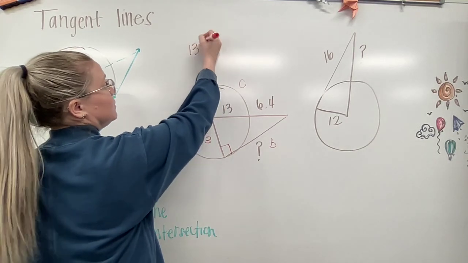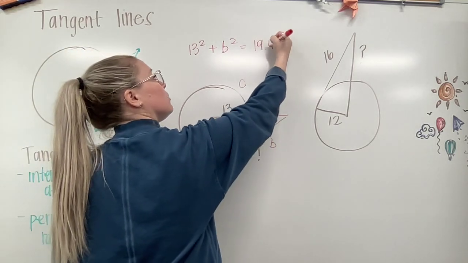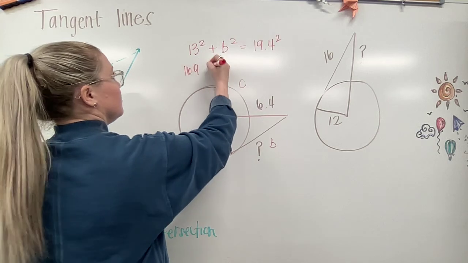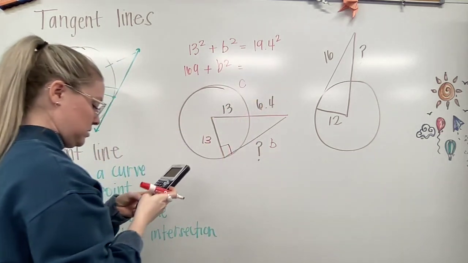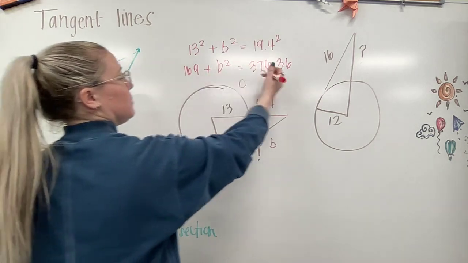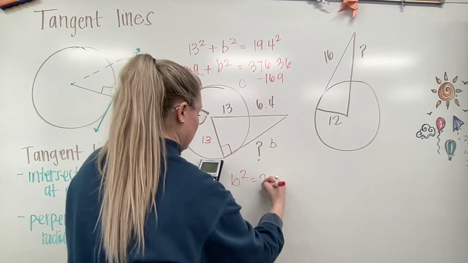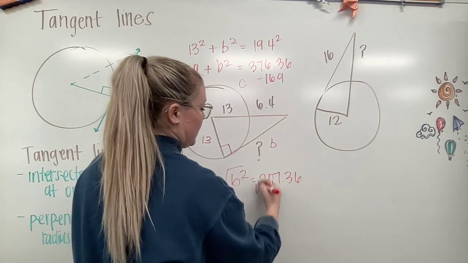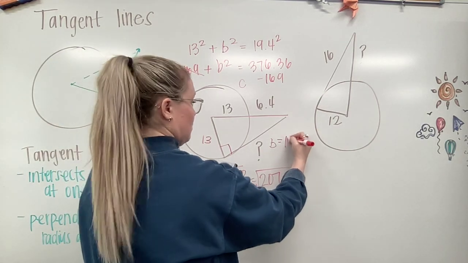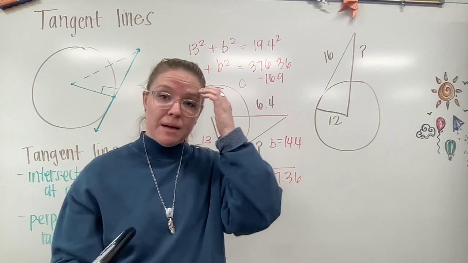So we have A squared plus B squared equals, I'm going to take 13 plus 6, so that's 19.4 squared. So 13 squared plus B squared equals 19.4 squared. To solve for B, I'm going to subtract the 169 over. So now I have B squared equals 207.36, and I'm going to go ahead and square root that to solve for B. So this length is 14.4. So all it is is the Pythagorean theorem. It's a right triangle. Solve for that missing side.